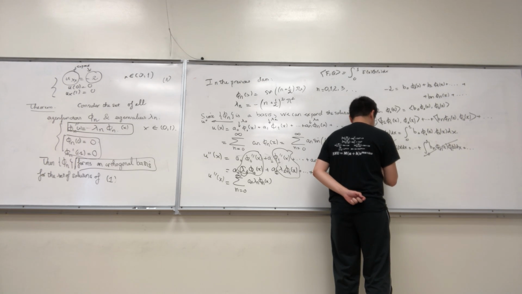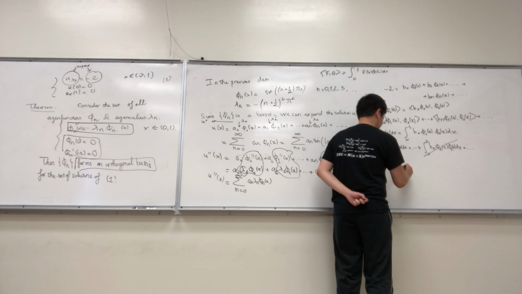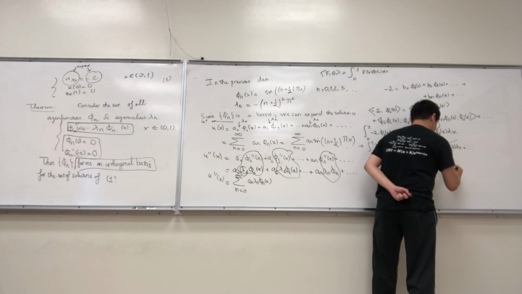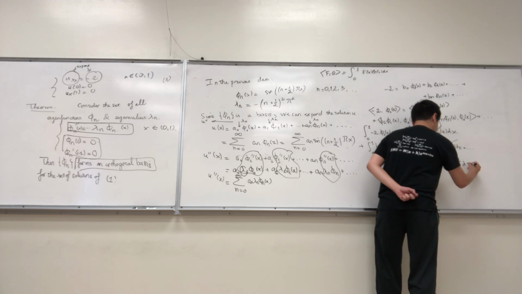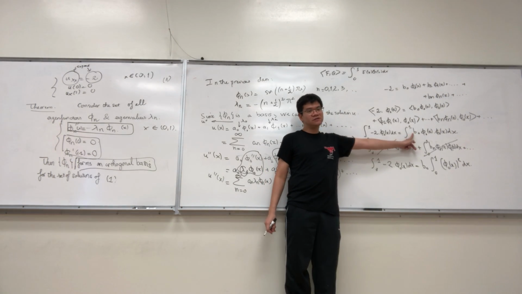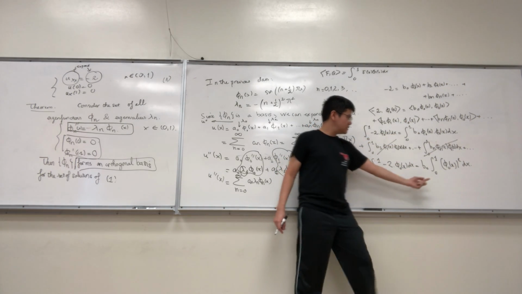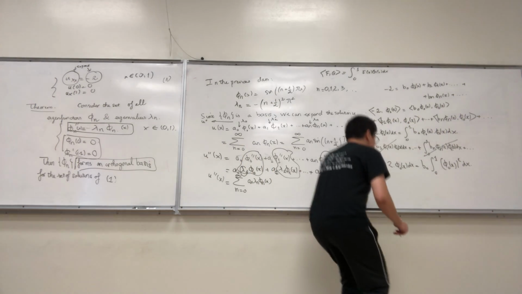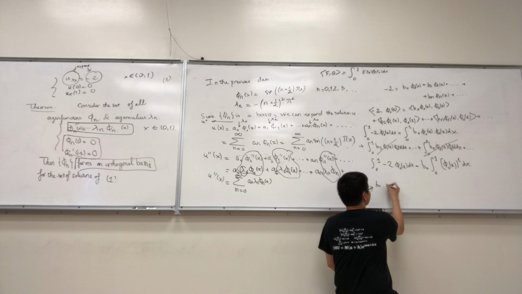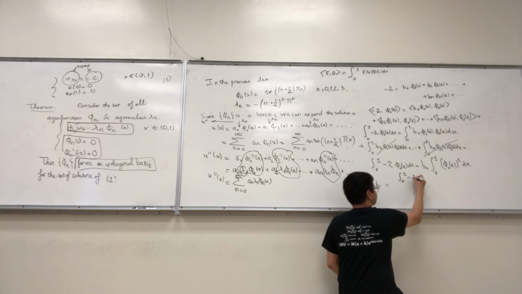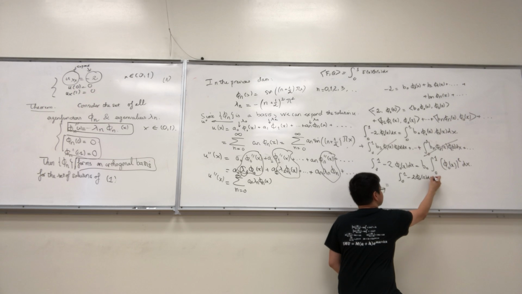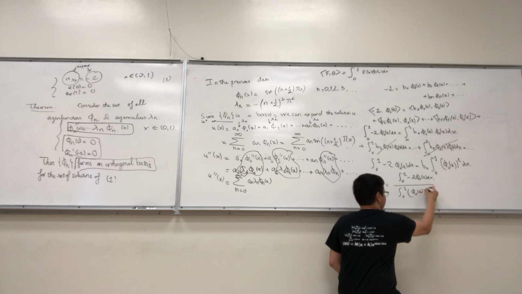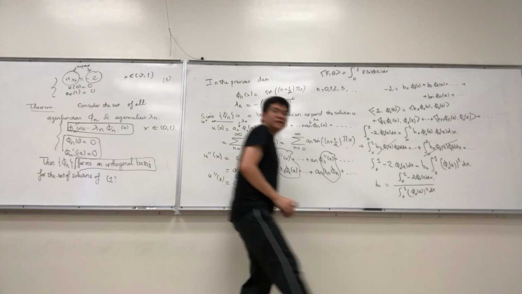Finally, what I get is the integral from 0 to 1 of minus 2 times phi 0 of x dx is b0 times the integral from 0 to 1 of phi 0 of x squared dx. Alright, so b0 is a constant, I pull it outside. So basically, b0 will be the integral from 0 to 1 of minus 2 phi 0 of x dx, divided by the integral from 0 to 1 of phi 0 squared dx. All right? Questions?